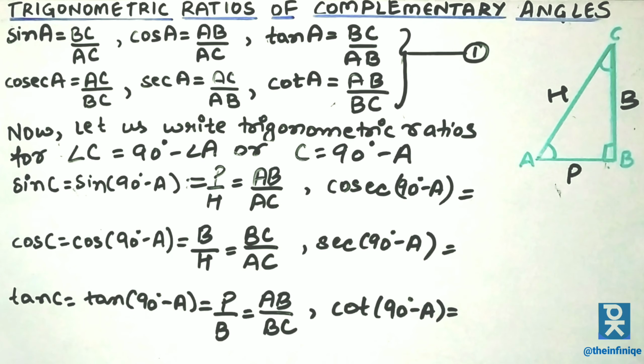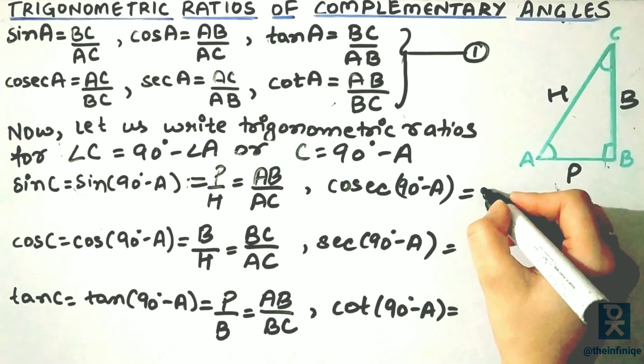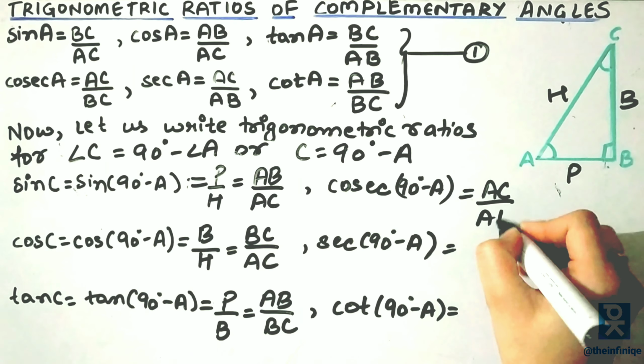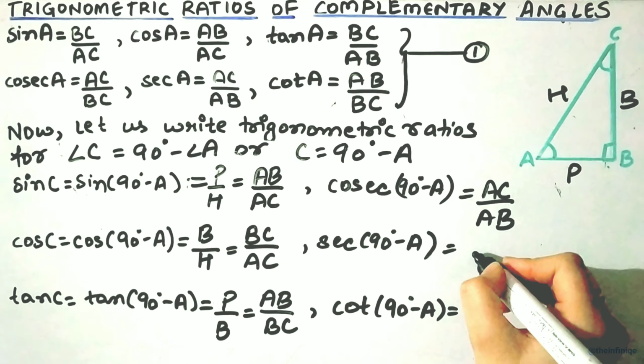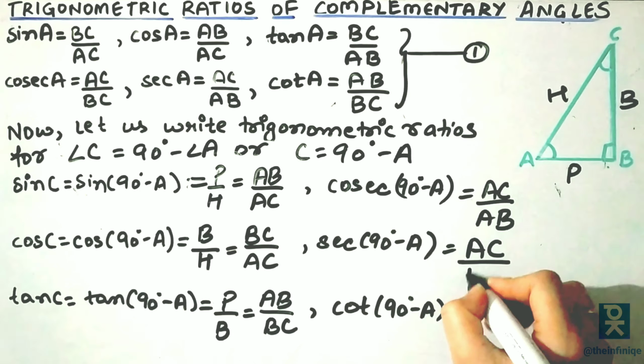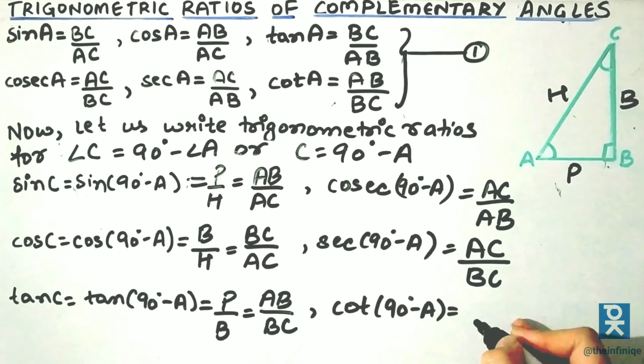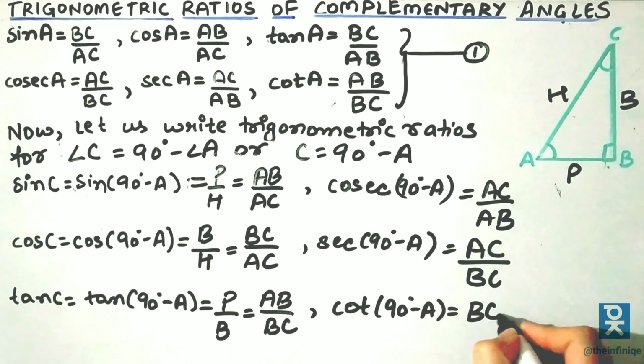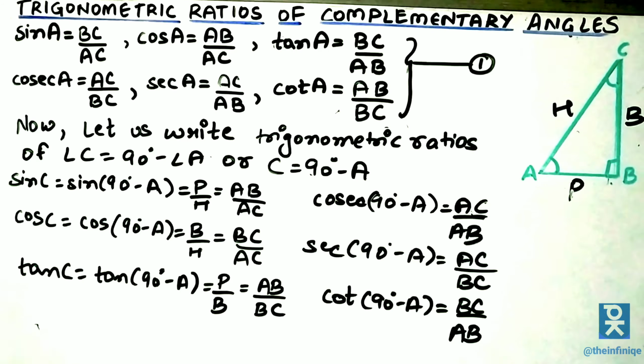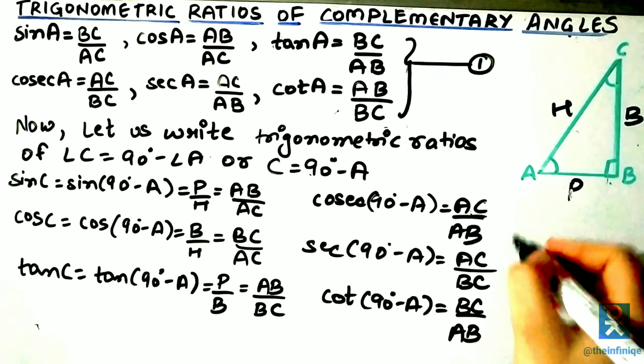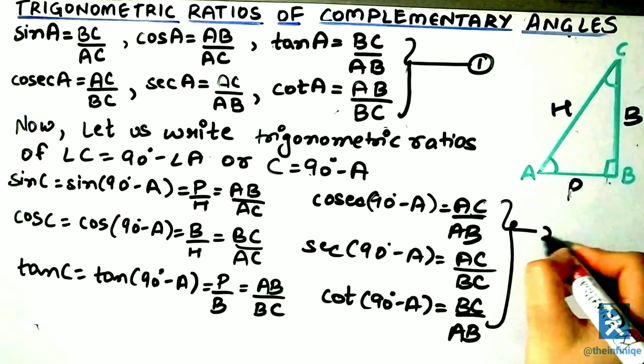And we already know that cosec, sec and cot are reciprocals of sin, cos, tan respectively. So cosec of 90 degrees minus A is equal to AC upon AB, sec of 90 degrees minus A is equal to AC upon BC, and cot of 90 degrees minus A is equal to BC upon AB. And let all these equations be equation 2.